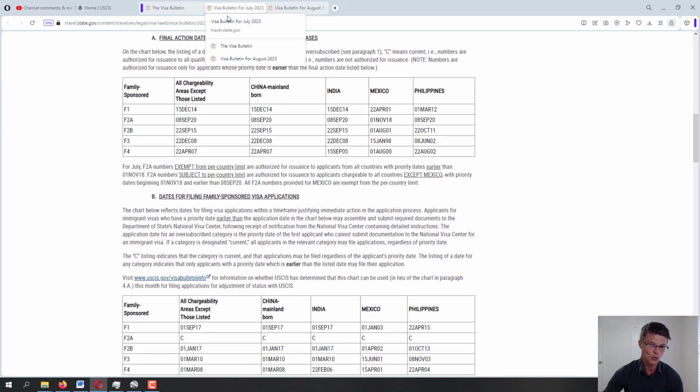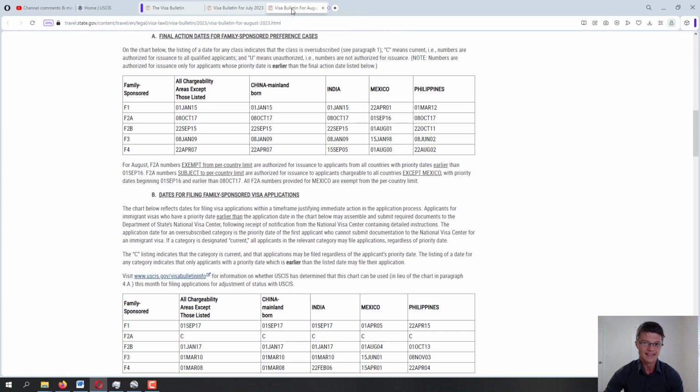This is for July 2023 and this is for August 2023. So basically you're looking at five different family preference categories: F1, F2A, F2B, F3, and F4. Now, there's also a thing called chargeability area, and it basically defines which country you're from. Now, there's only four countries that have a separate chargeability area.